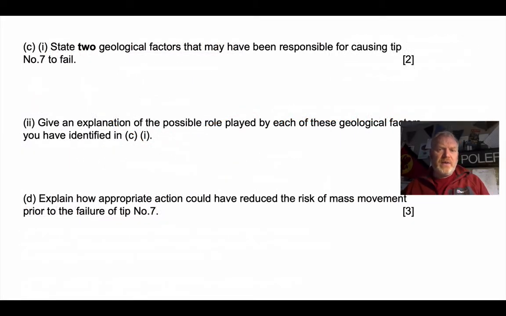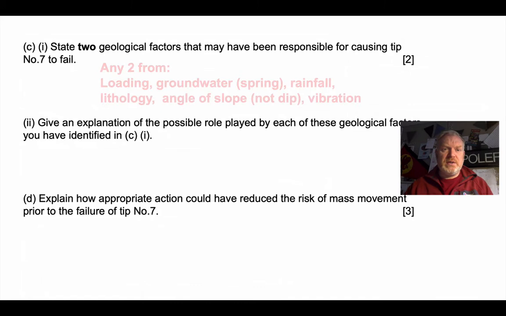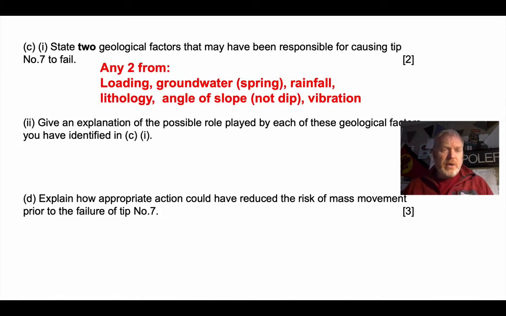So the two geological factors that may have been responsible for this, take your pick. We have loading of the slope, the groundwater, rainfall. The end of October 1966 had been a period of several weeks of very heavy rainfall. The lithology here that would have had an effect, the angle of slope, not the dip of the beds, the actual angle of the surface slope, and maybe vibration.